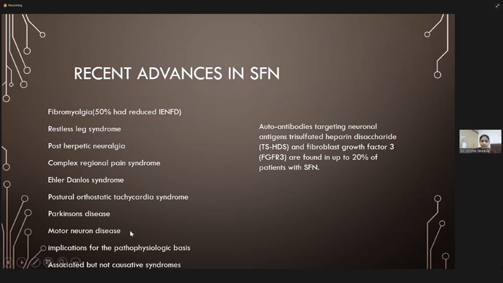In fact, one of the studies has tried to check for autoantibodies, and there were some autoantibodies like TS-HDS, trisulfated heparin disaccharide, and fibroblast growth factor receptors, which are found in the patients with small fiber neuropathy. However, right now, to say that it is causative, we don't have further evidence. Probably they have a role in the pathophysiology. They are probably associated. Probably fibromyalgia is associated with small fiber neuropathy, but it's probably not causative as of now.